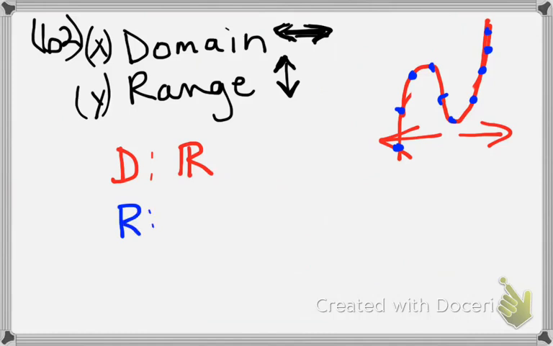So for the range, now I'm going to look at my same graph and see how far does it go downward and how far does it go upward. Well, if I follow this graph, it's going to go up forever. And if I follow this graph on this side, it's going to go down forever. So again, that's going to be all real numbers.